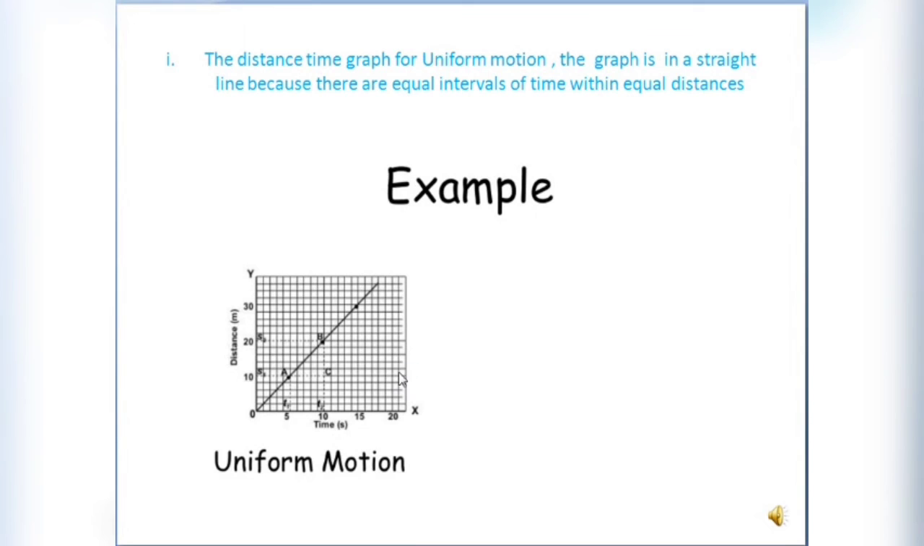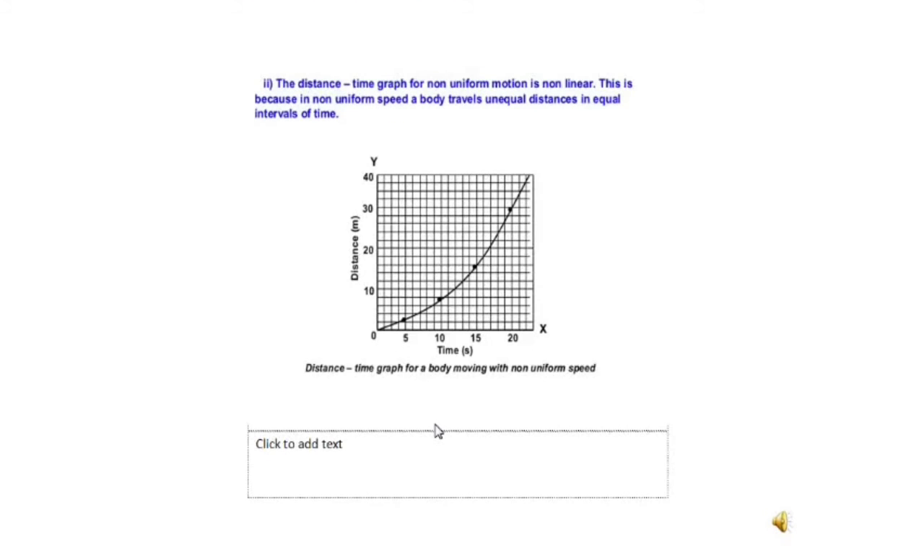The distance time graph for uniform motion. The graph is a straight line because there are equal distances in equal intervals of time. As you can see, the coordinates of the graph on the x-axis and the y-axis are equal, as in uniform motion. The distance time graph for non-uniform motion is non-linear. This is because in non-uniform speed, a body travels unequal distances in unequal intervals of time. To depict that, in this graph, they showed that the coordinates are different from each other. So this is non-uniform.